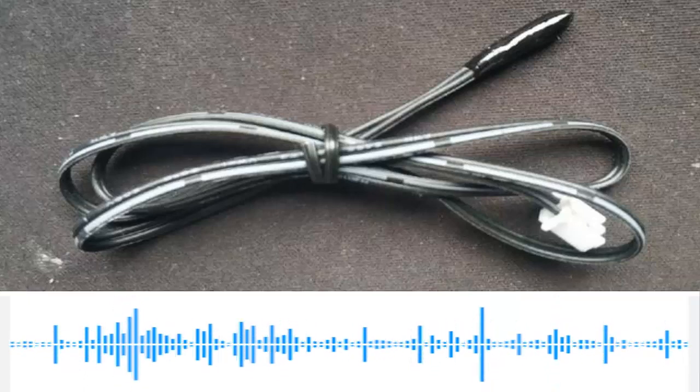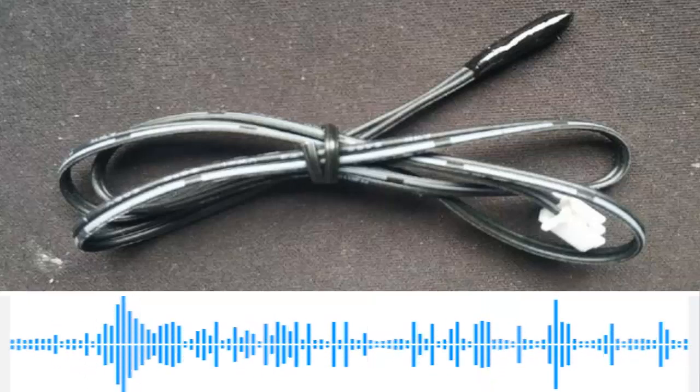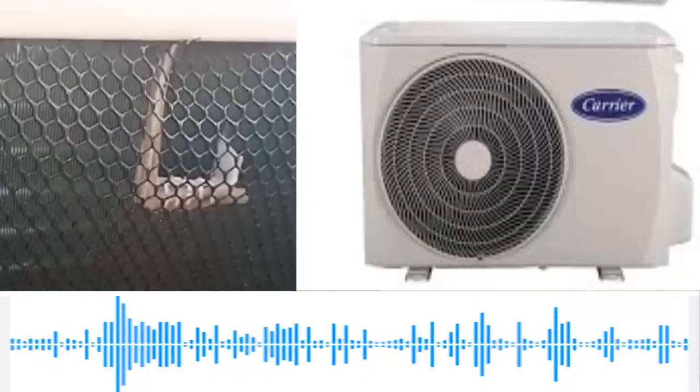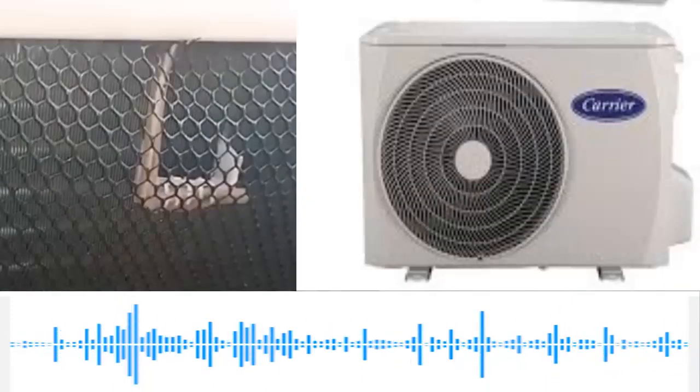The outdoor temperature sensor provides information to the control board about the temperature of the air entering the condenser. This information is used to regulate the operation of the compressor, which is responsible for circulating the refrigerant throughout the system.